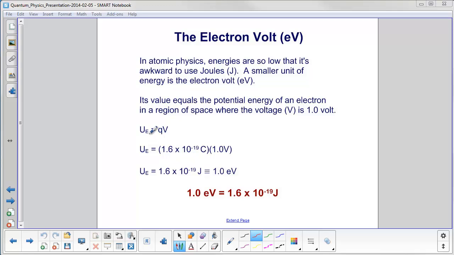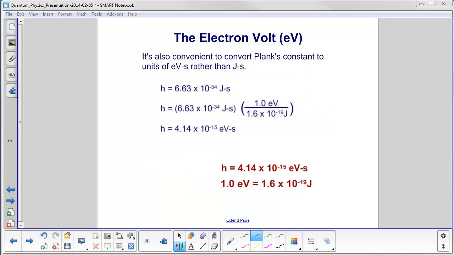So we have this equation over here. The potential energy is equal to Q times V. Here's the charge on the electron. Here's 1 volt. And we come up with the conversion factor of 1 electron volt equals 1.6 times 10 to the minus 19th joules.